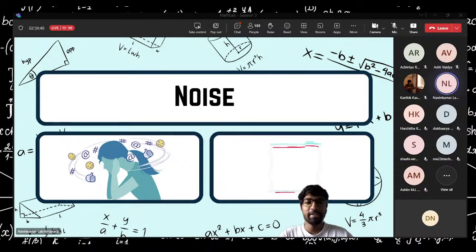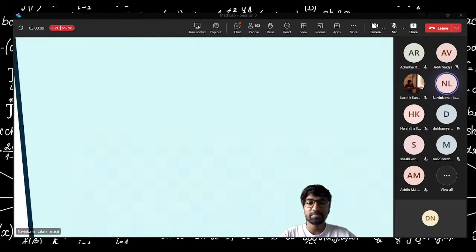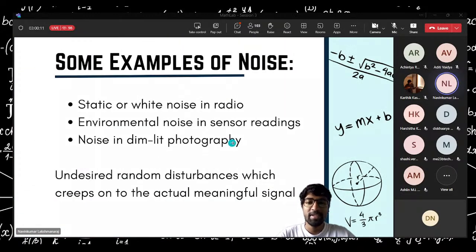But the kind of noise that we'll be dealing with today is something like this. Say you have an old TV in your home or you switch to the cable channels. Sometimes you'll be able to see such flickering, a very flickering pattern of various colors on your screen. Or say you tune into a radio channel, but the resonance is not there. You'd be hearing something that is known as white noise. So that is what we'll be dealing with today. So some examples of noise, as I mentioned before, static or white noise in radio.